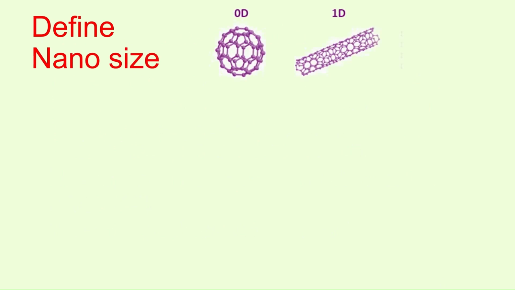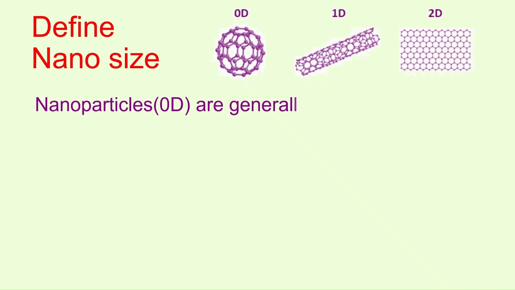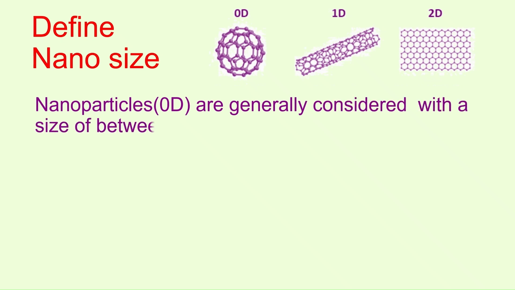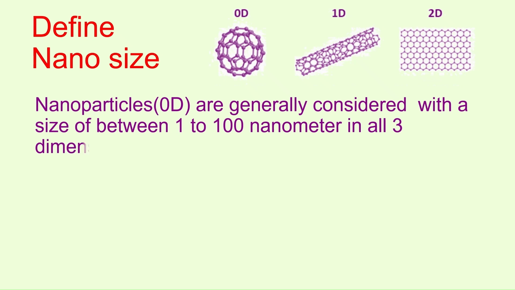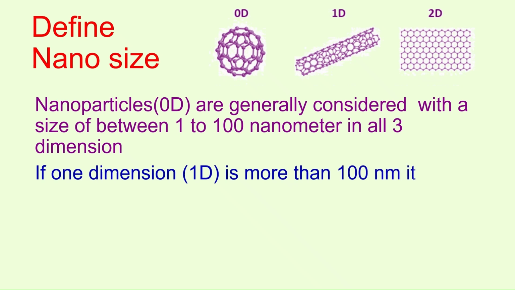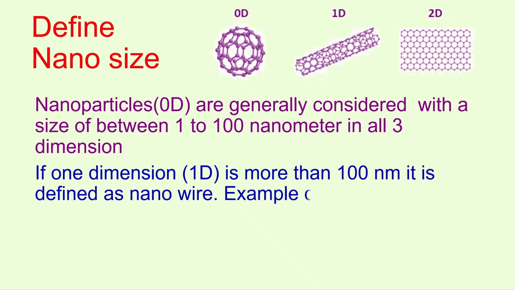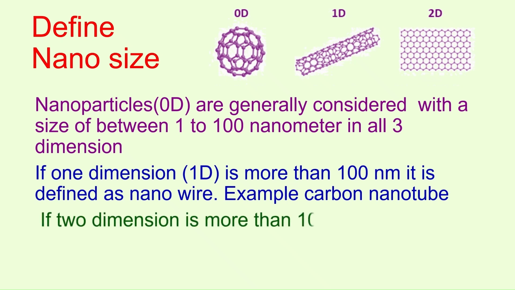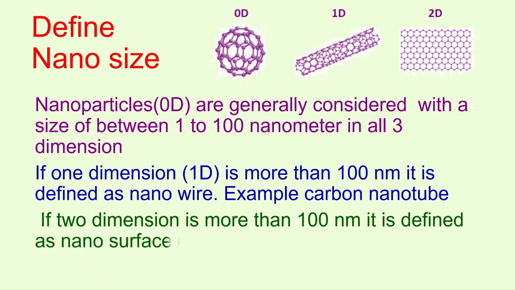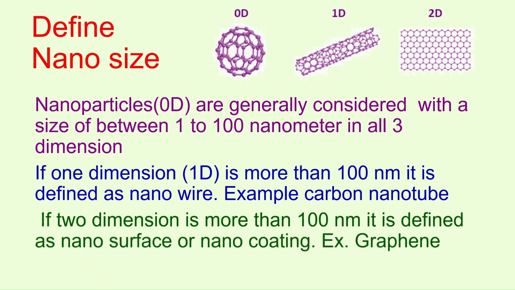We define nano size: 0 dimension, 1 dimension, and 2 dimension. Nanoparticles, 0D, are generally considered with a size of between 1 to 100 nanometers in all 3 dimensions. If 1 dimension, 1D, is more than 100 nanometers, it is defined as nanowire. Example: carbon nanotube. If 2 dimensions are more than 100 nanometers, it is defined as nanosurface or nanocoating. Example: graphene.